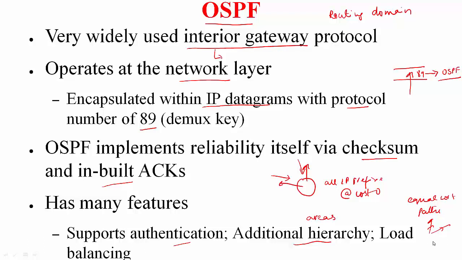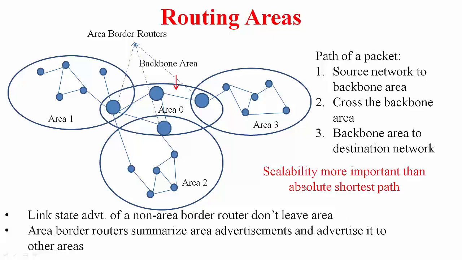OSPF as such is a very complex protocol. It has many types of packets and a lot of action based on the type of packet. I'm going to provide a very high level overview. The relevant concepts we have already covered. So here is how OSPF handles scalability. The entire routing domain is divided into areas. So here we see area 0, area 1, area 2, area 3.